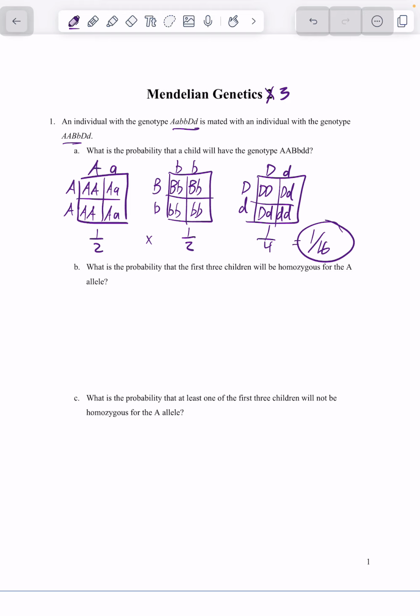What's the probability that the first three children will be homozygous for the A allele? All right. Let's just worry about this one. So the probability of one being homozygous for the A allele is just 1 over 2. Probability of the first and the second and the third is equal to 1 over 8.